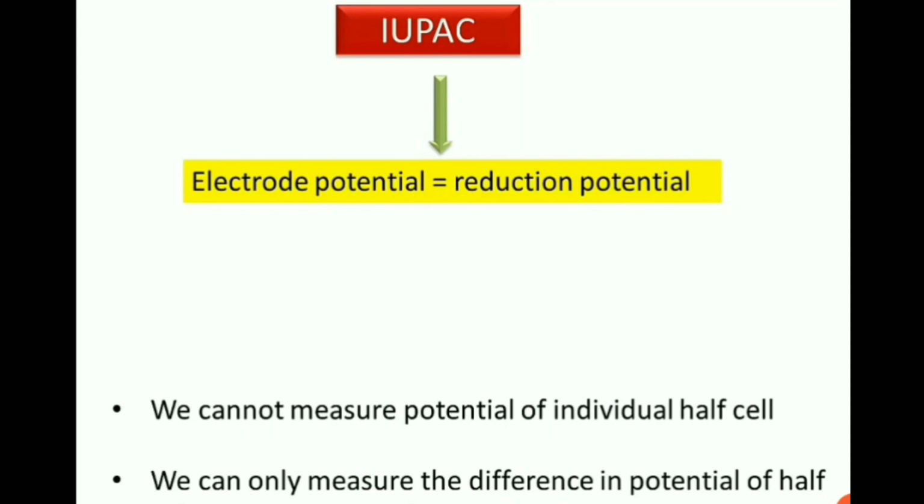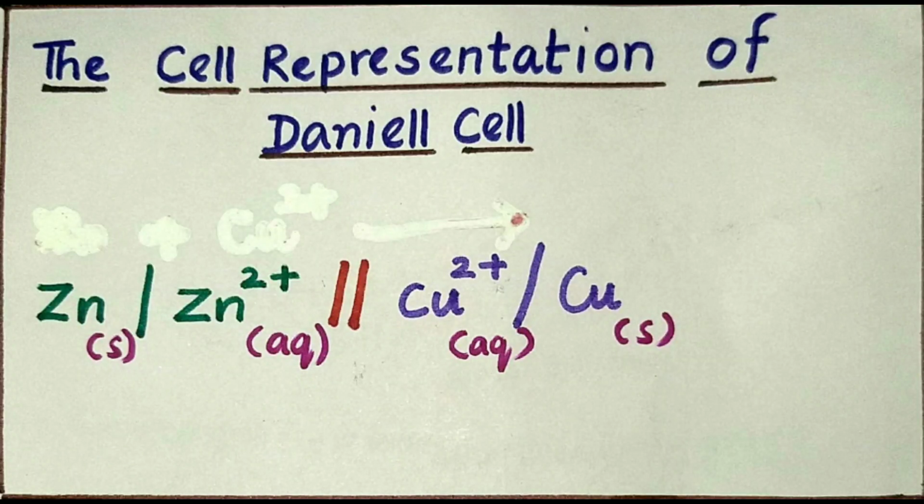So, now we study the calculation of the difference in half cell potential of the Daniell cell. In the Daniell cell, you know, zinc metal will undergo oxidation to form Zn2+ ions and Cu2+ ions in the solution will undergo reduction to form copper atoms. This is the cell representation of the Daniell cell.